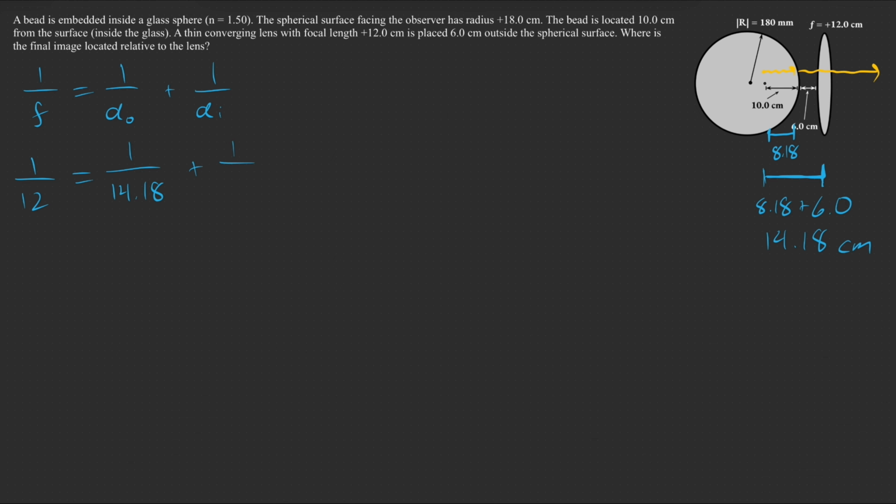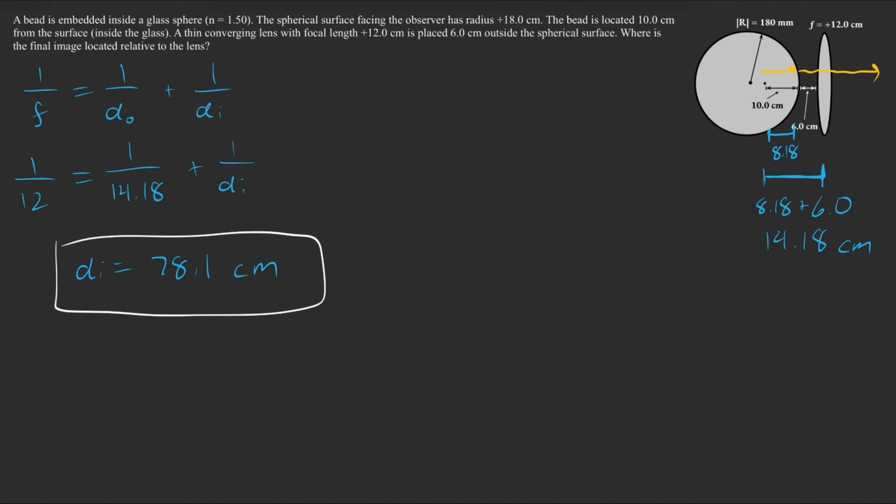Now, we don't know where the dI, or the image distance, caused by the converging lens is, so we leave that as our unknown. We can solve this, and we should get that dI is equal to 78.1 centimeters. Now, what does this mean? Well, positive signs for dI caused by lenses means that it is to the right of the lens. It means it appears on the same side as the light ray. In our case, the light ray traveled through the lens to the right, so our dI is to the right.